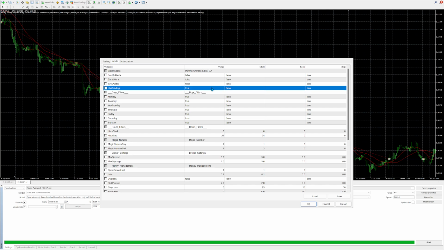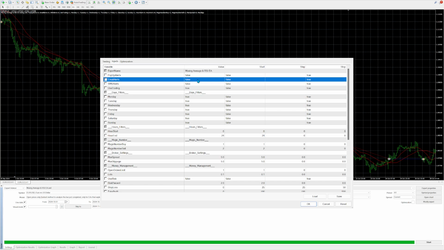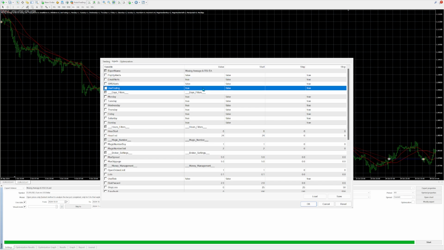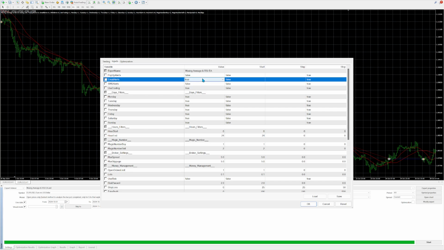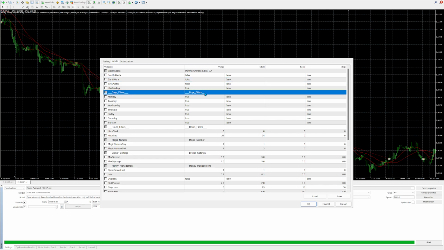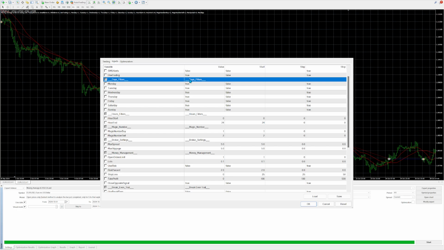Use trading, when that's set to true, basically allows the expert advisor to place and manage trades on your behalf. You can actually combine the alerts with the trading. So for example, you could have use trading set to true and email alert set to true. So the EA does place a trade, it will also send you an email alert and you can check the trade and manage the position if you need to. Okay. Days filter is self-explanatory.